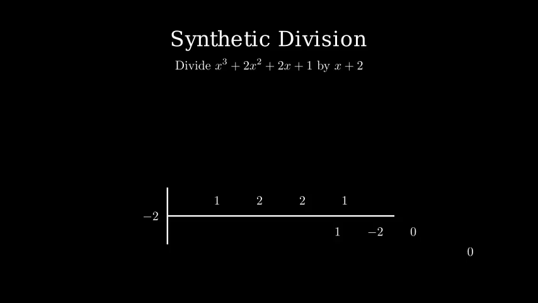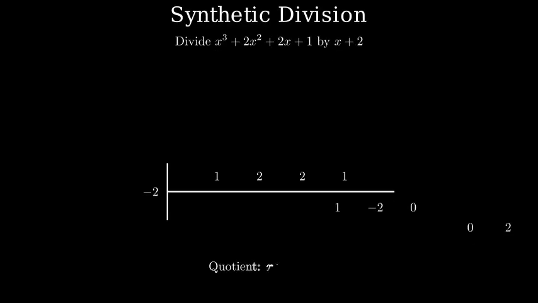For our second step, multiply 0 by -2, getting 0. Add this to the next coefficient, 2, getting 2. For our final step, multiply 2 by -2, getting -4. Add this to the last coefficient, 1, getting -3.